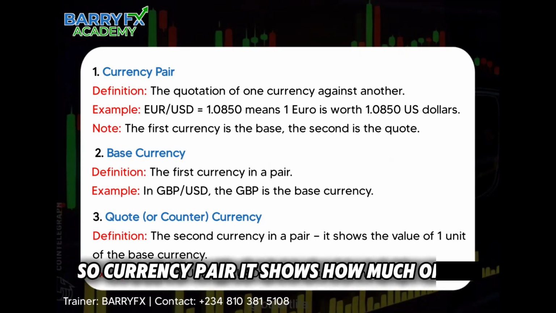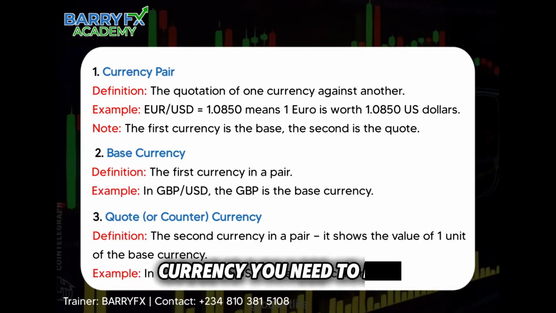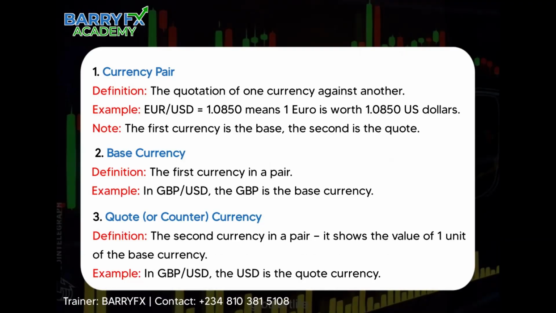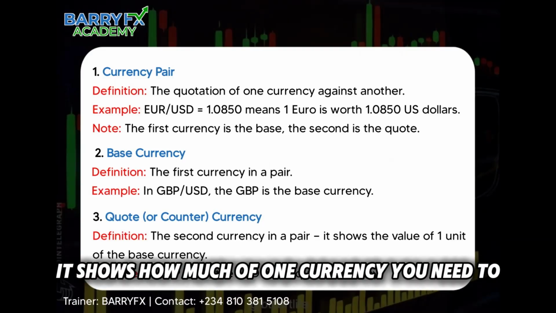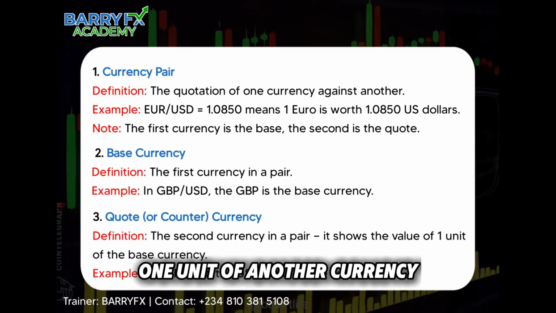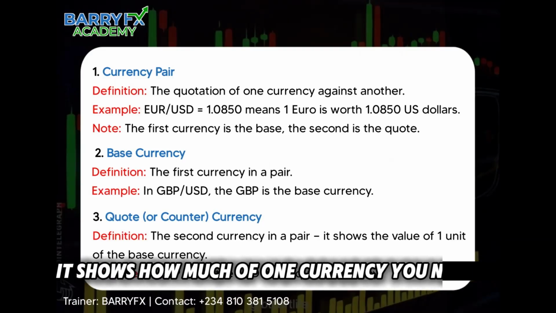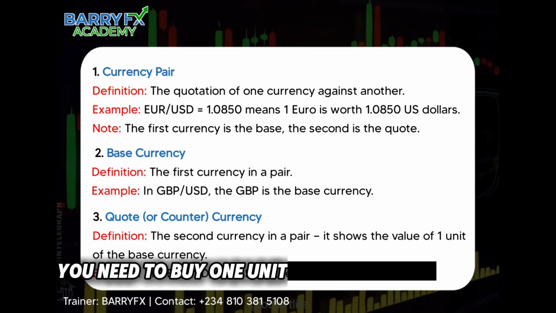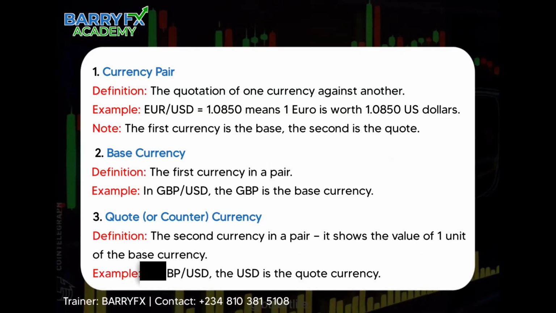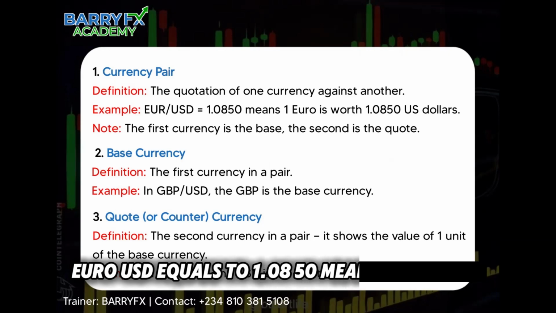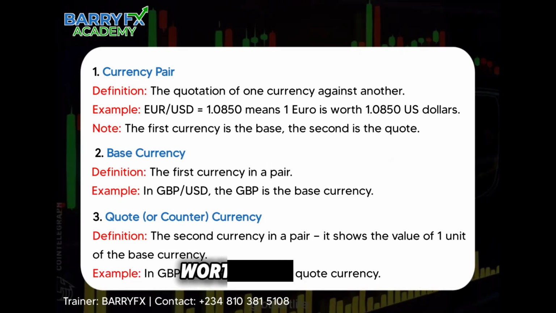A currency pair shows how much of one currency you need to buy 1 unit of the other currency. For example, EUR/USD equals 1.0850, which means 1 euro is worth 1.0850 US dollars. You can see that.